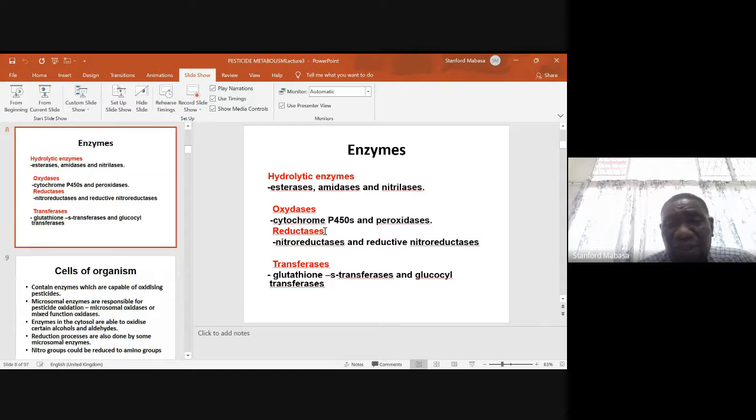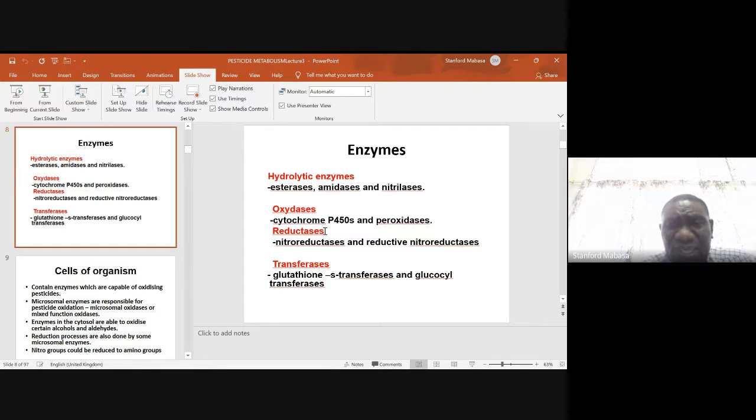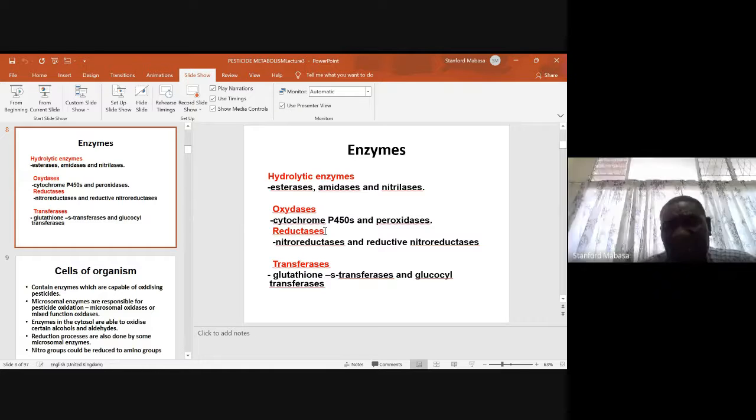Now, in order to facilitate the changes or chemical breakdown of pesticides, living systems are endowed with enzymes. We have got different classes of these enzymes. Number one, we have got what are known as hydrolytic enzymes. There are three of them: esterases, amidases, and nitrases.